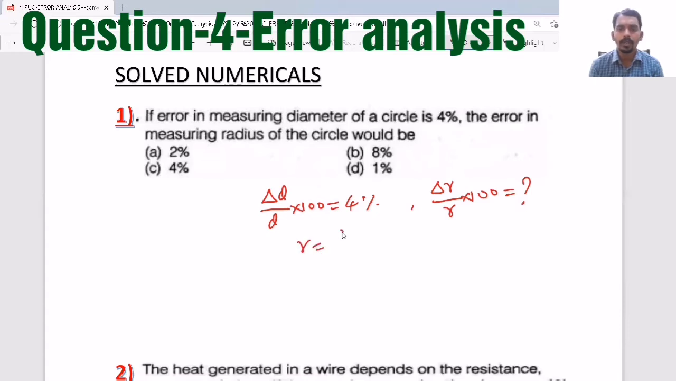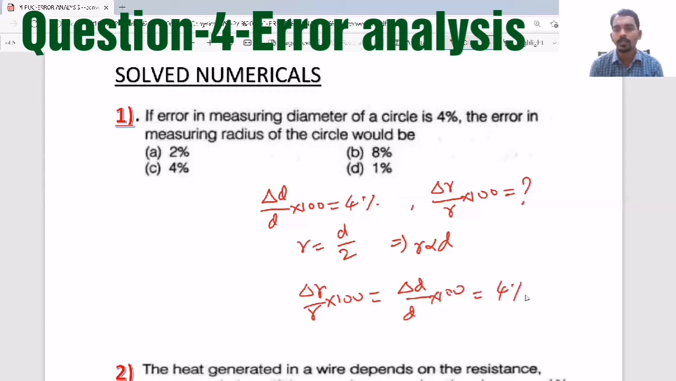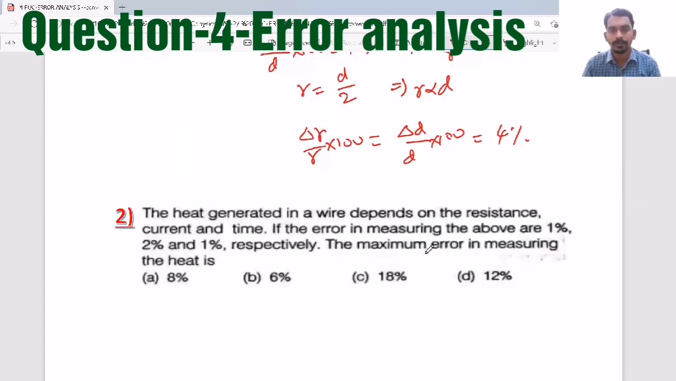Now what is the radius formula? r equals D by 2, which implies r is proportional to what? D. Both powers are 1. That means delta r by r into 100 equals delta D by D into 100. So how much is the answer? 4%. So this way you can calculate error measurement.